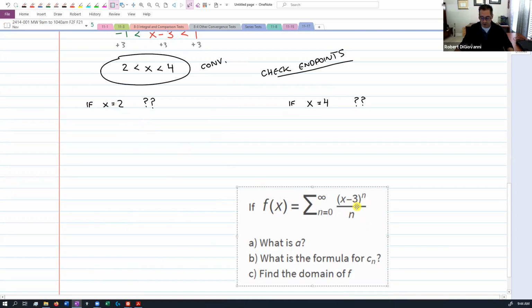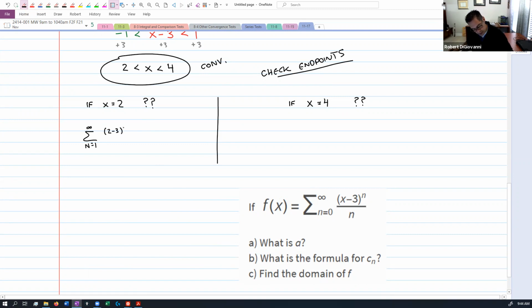All right? If x was 2, what would happen? So I'm going to do it. If x is 2, it becomes the sum from n equals 1 to infinity, and change that 0 to 1, n equals 1 to infinity of, now I'm replacing the x with 2, so (2 minus 3) to the n over n, right? And that becomes the sum from n equals 1 to infinity of (-1) to the n over n. Isn't that what happens if I replace the x with 2?